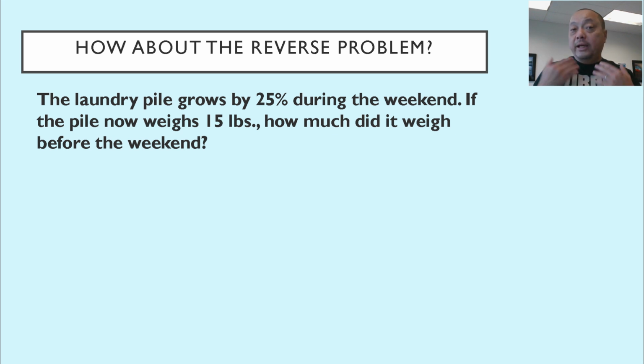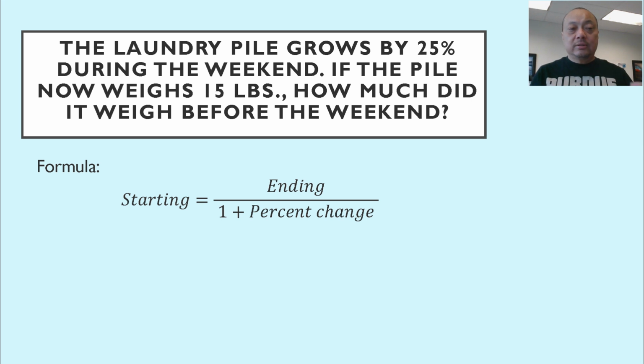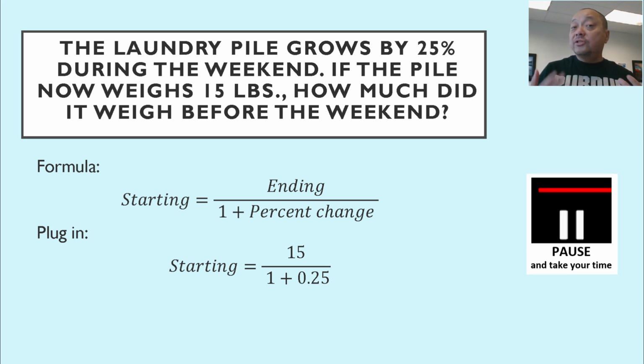Let's do an example of a reverse problem. The laundry pile grows by 25% during the weekend. If the pile is now 15 pounds, how much did it weigh before the weekend? The formula for computing the starting value is starting value equals ending value divided by 1 plus percent change. Plug in the numbers. Starting value equals 15 divided by 1 plus 0.25. Press pause and try to compute this in your calculator or Excel or Google Sheets, and then come back.